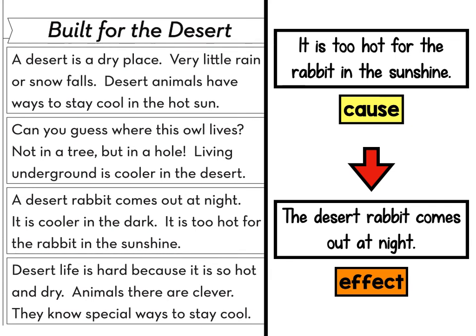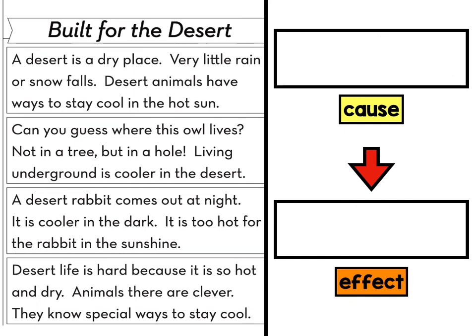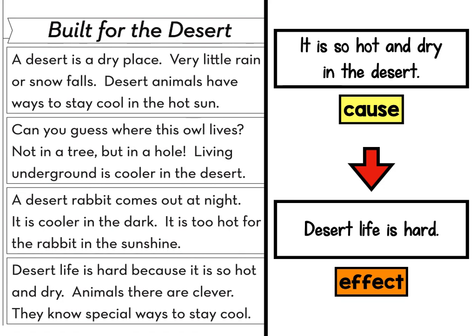All right, and let's look at the last paragraph. Desert life is hard because it is so hot and dry. Animals there are clever. They know special ways to stay cool. Oh, I see the word because. Remember that we know that if we see the word because, that's a really good clue that we have a cause and effect relationship. So I see that because it is so hot and dry in the desert, because of that, desert life is hard.